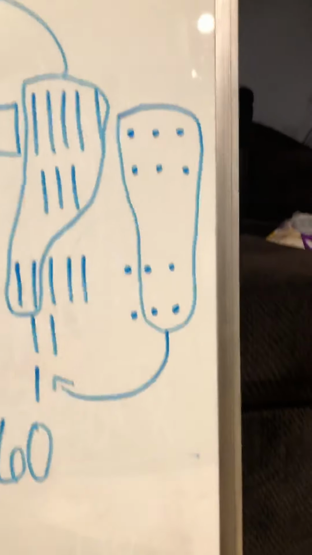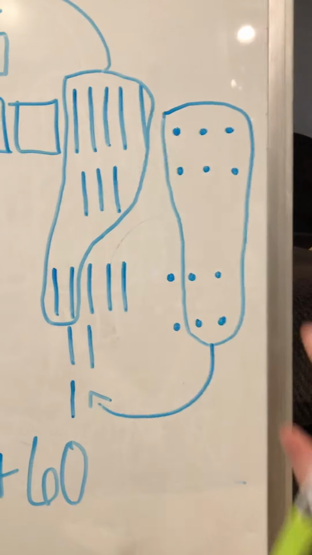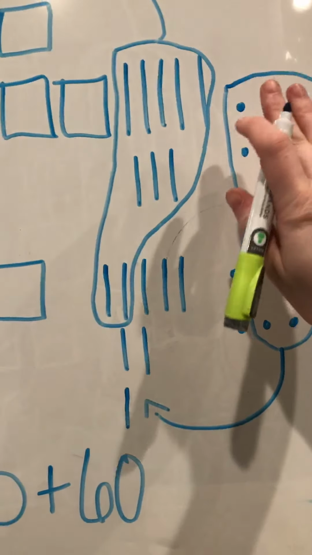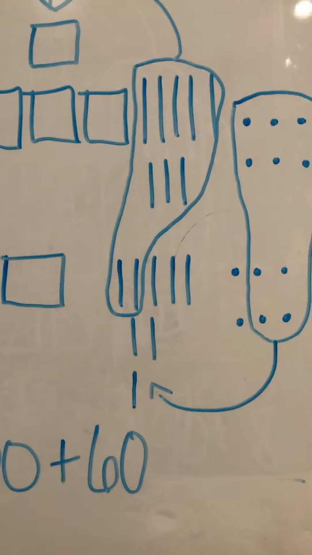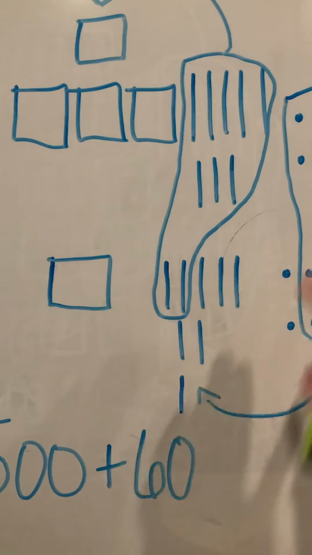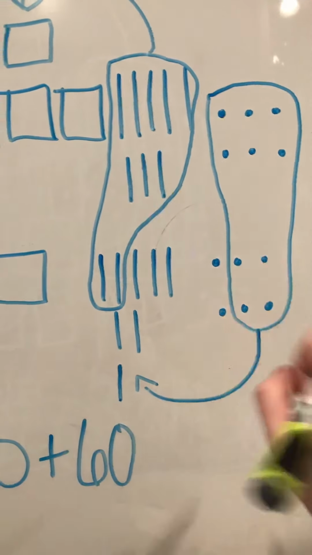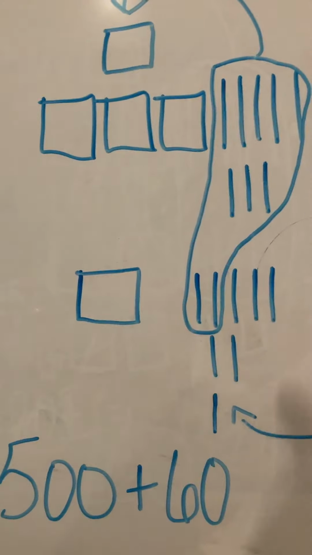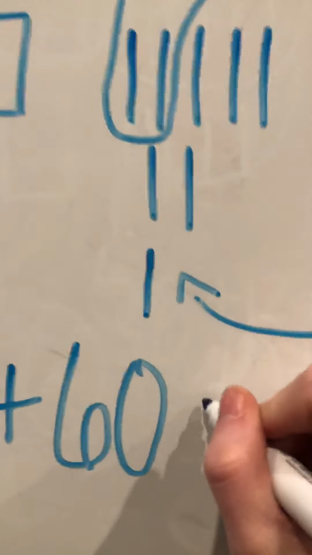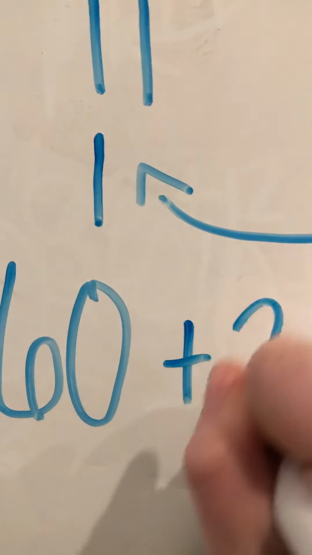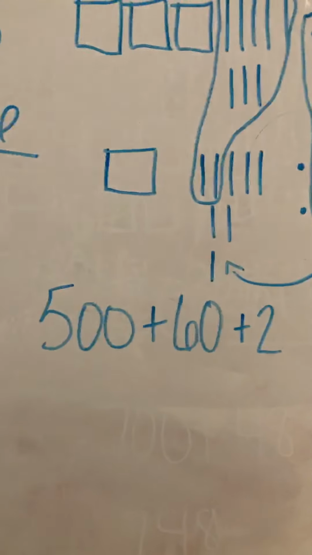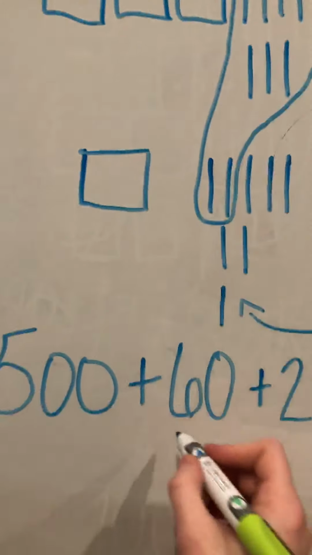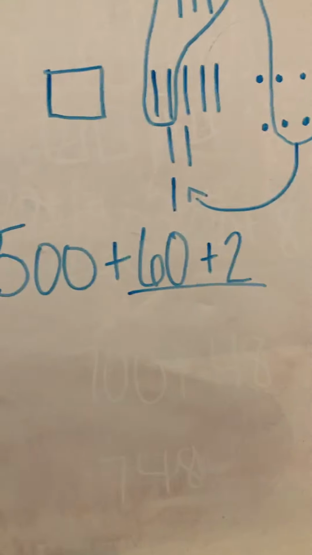And then we come over to our 1s, and same thing with our 1s. We grouped this 10, so we do not want to count it because we moved it over. So we're not going to count our group. We're just going to count our 1, 2. 2s. Plus 2. And we can do some quick, easy math here. We know that 60 plus 2 is 62.